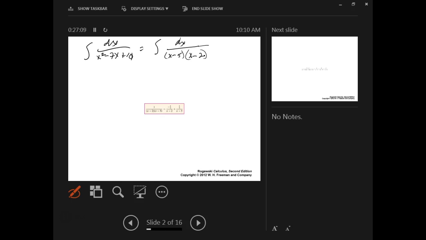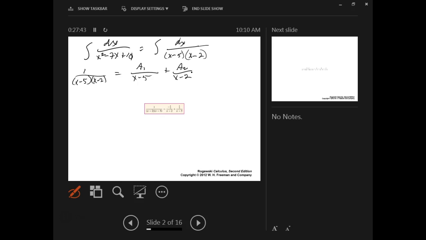Okay. So, what we want to see, does this fraction, which is now 1 over x minus 5 times x minus 2, equal some A1 over x minus 5 plus A2 over x minus 2? Is there a way to decompose that into partial fractions? We sure hope there is. What would be our first step?